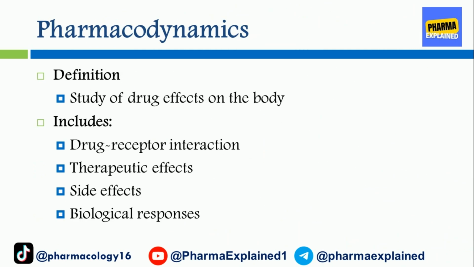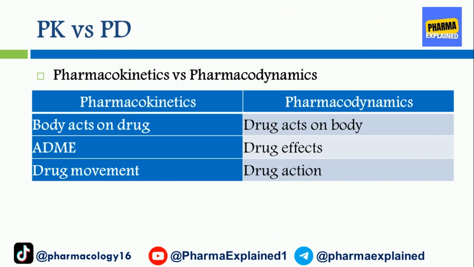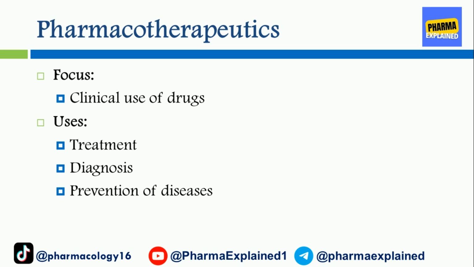Now let's move to pharmacodynamics. Pharmacodynamics means what the drug does to the body. It is the study of the biological and therapeutic effects of drugs. It explains how drugs produce their actions, how they interact with receptors, and how they cause beneficial effects as well as side effects. So remember, pharmacokinetics is the body acting on the drug, while pharmacodynamics is the drug acting on the body. Now let's explore the other important branches of pharmacology.